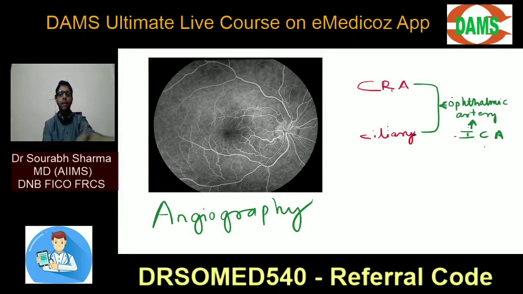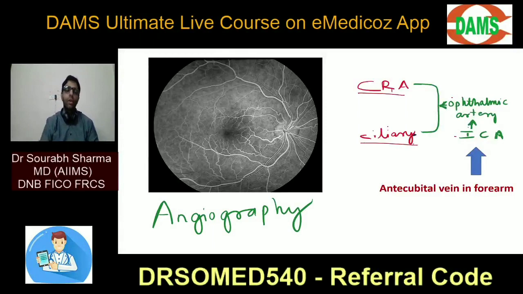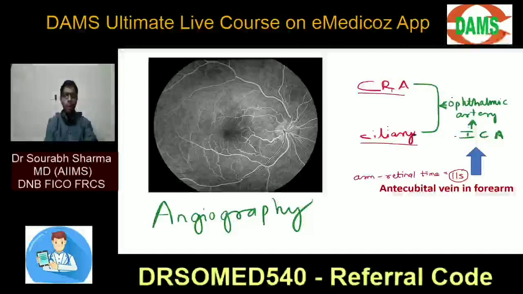We put in forearm. Antecubital vein in forearm. Injection of the dyes is put in forearm. Then it goes from vein, it goes into heart. From the heart, it goes into the arterial circulation, and then it comes into the retina circulation and choroidal circulation. This is how the dye reaches from the arm to the retina in 11 seconds. Arm retinal time, arm to heart, heart to retina, is 11 seconds. Question is, arm retinal time is 11 seconds.